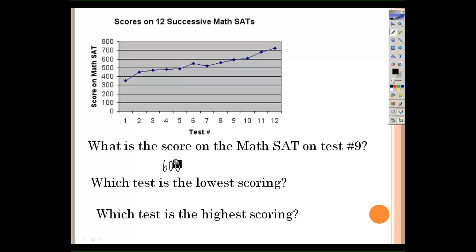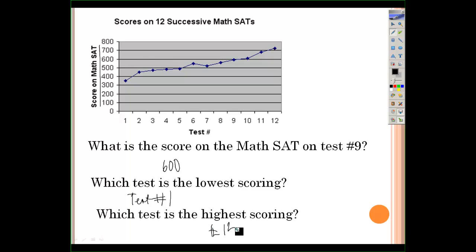And to find the lowest scoring test, I have to see first of all how my graph is set up. These are my scores from least to greatest. If I want to know which test is the lowest scoring, I find the point on the graph that is the lowest. In this case, I'm going to say the first point is the lowest. So I'm going to say test number 1 is the lowest scoring. And then ask which test is the highest scoring. And that would be test number 12 because it's the highest point.